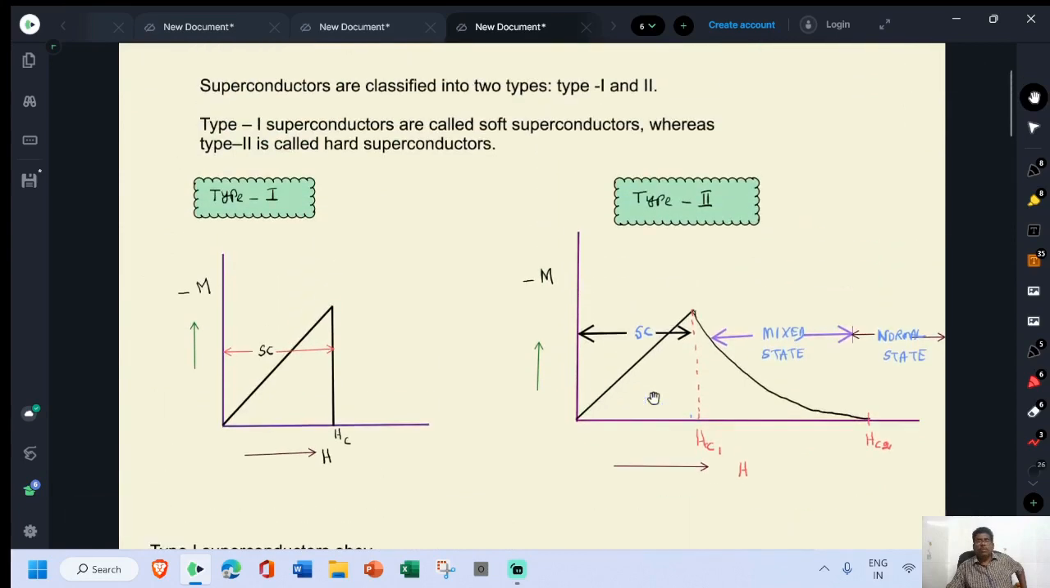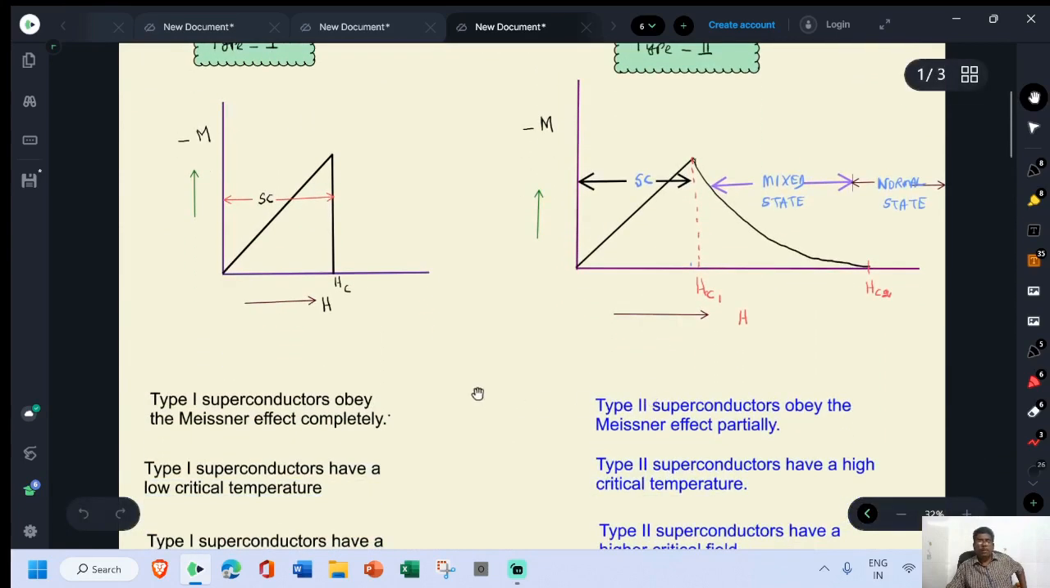Now, come to this statement. Type 1 superconductors obey the Meissner effect completely. See this graph? The x-axis represents the magnetic field applied, whereas the y-axis indicates opposing magnetization. The meaning of the negative sign is, if you apply the magnetic field, the magnetization is opposed by the specimen, which means that the magnetic field lines are not allowed to pass through the specimen. That's the meaning of this negative sign.